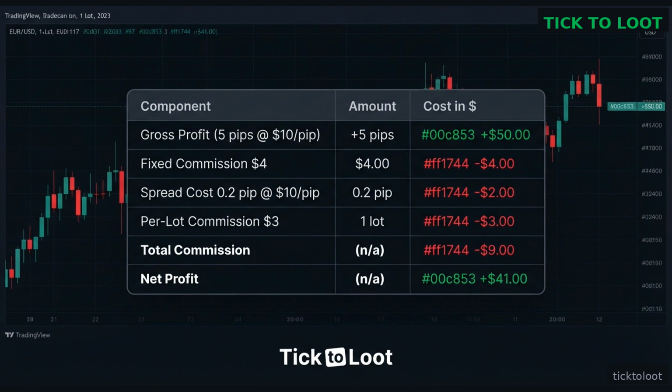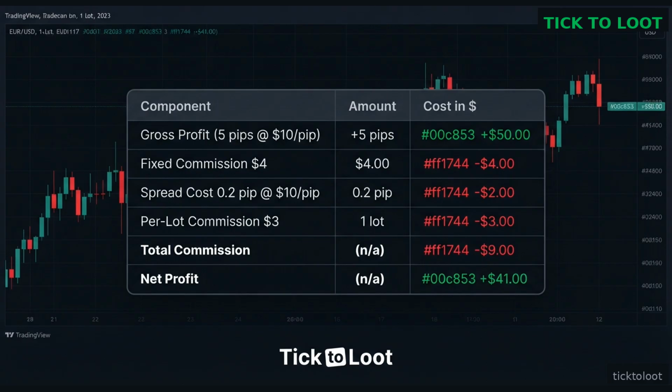Finally, let's put everything together and calculate the total cost of a one-lot trade from start to finish. We'll reuse the euro to US dollar example, where you buy at 1.1000 and sell at 1.1050, a 5 pip move. Step 1. Calculate the gross profit. 1 pip on a standard lot of euro to US dollar equals $10. So 5 pips give you $50 before fees. Step 2. List each commission component. Our broker schedule says fixed commission $4 per trade, spread commission 0.2 pip, and per lot commission $3 per lot.